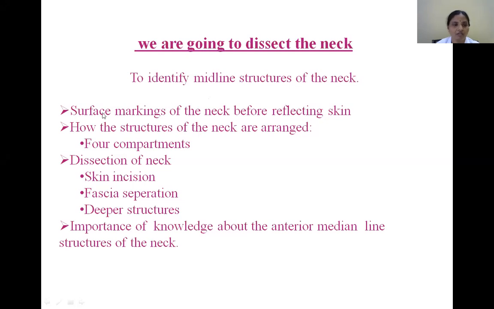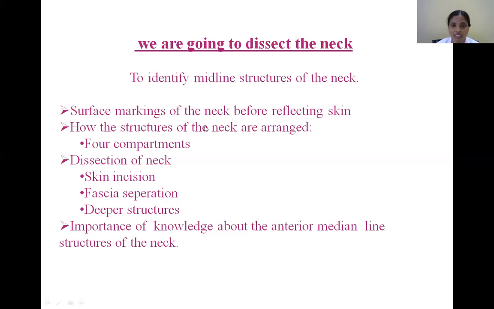Before that, we have to see the surface markings of the neck before reflecting the skin. Here I am showing the surface markings, not surface anatomy, because in the next class we will come to know the details about the surface anatomy of each and every structure of the head and neck. So, today I am going to show only the surface markings. Through this skin, what are the various structures, be it bone or muscle, that we can palpate?